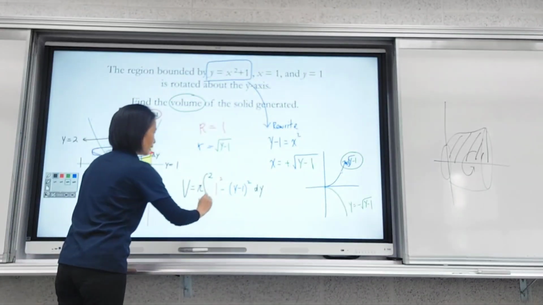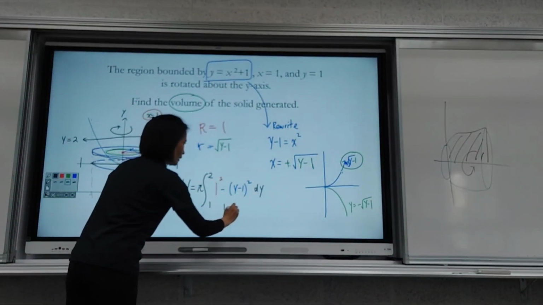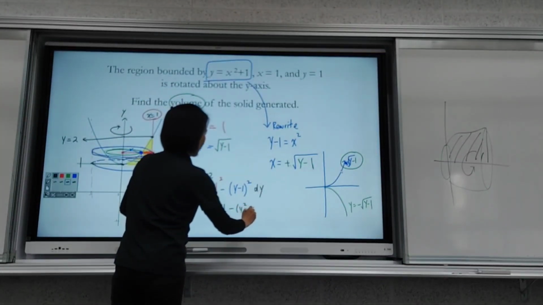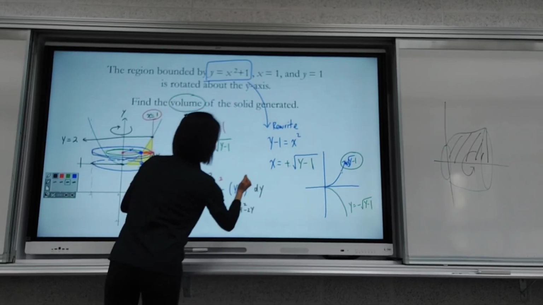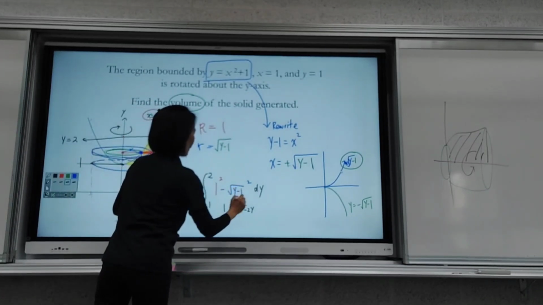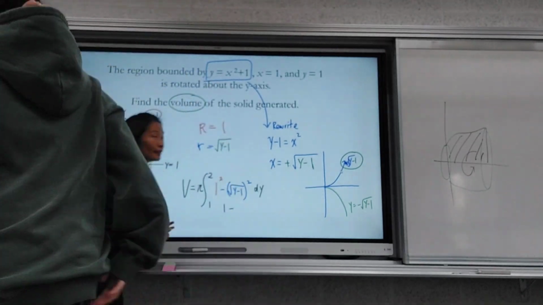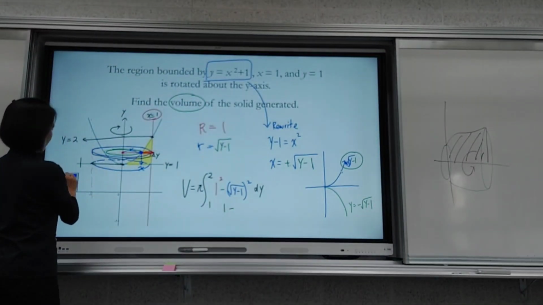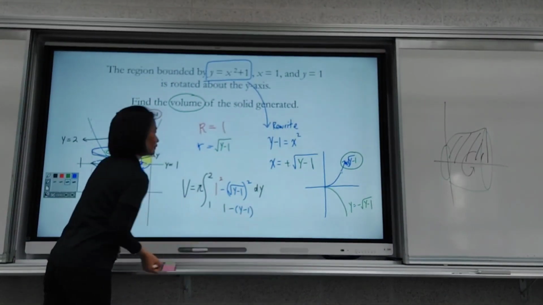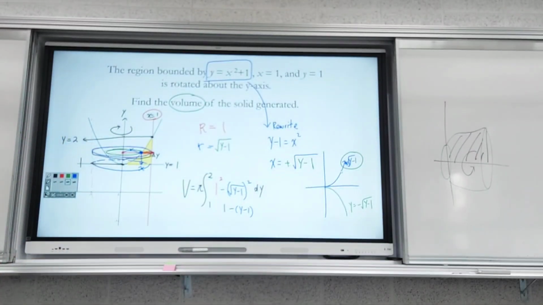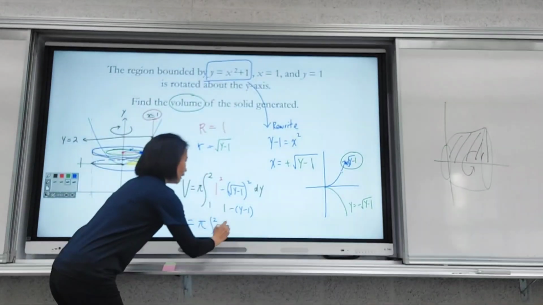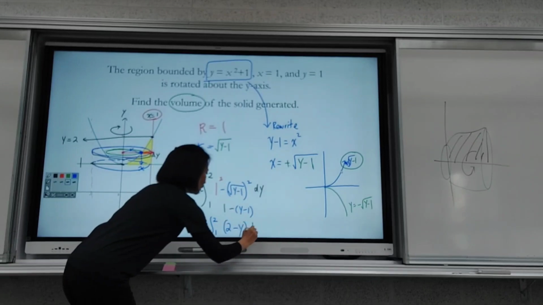Let's just clean up a little bit because this is just going to be 1 minus y squared minus 2y. Oh, wait. Sorry. I wrote it wrong again. This is square root of y minus 1. So the square root and square cancel out. So it's 1 y minus 1. So it's pi from 1 to 2, 2 minus y dy.